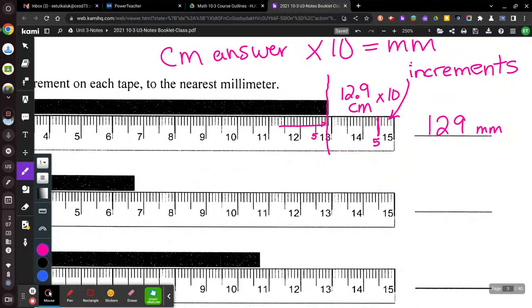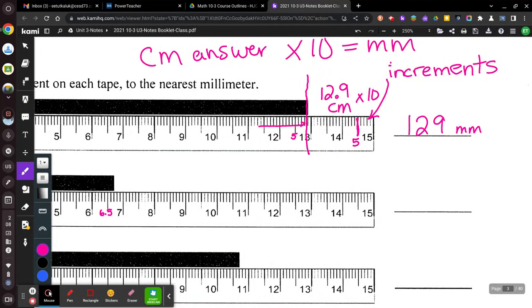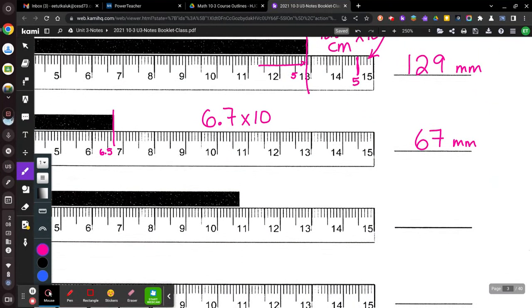We look at the next one. It's past 6.5. Here's our 6.5 there. The next one we see is past the 6.5. So I know I'm starting with a 6 decimal something. So now I look and count how many increments is it after. It's 2 after the 5, so that would be 6.7. Now I got to times it by 10. So that would be 67 millimeters. Okay, so you find your 6.7, and then we're going to times it by 10 to get millimeters, because this is a centimeter ruler.